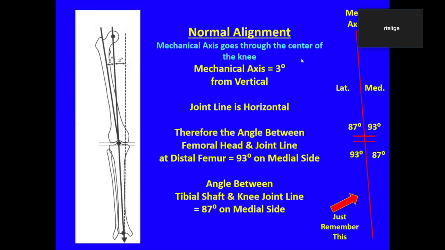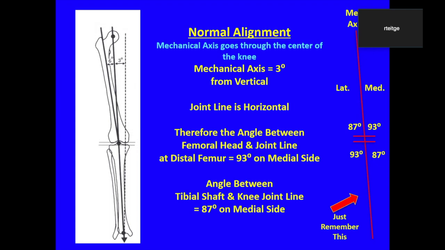So normal alignment, the mechanical axis, which runs from the center of the femoral head to the center of the ankle, runs through the knee joint near its center. The mechanical axis is tilted approximately 3 degrees from the vertical, and at the same time, the joint line is horizontal.